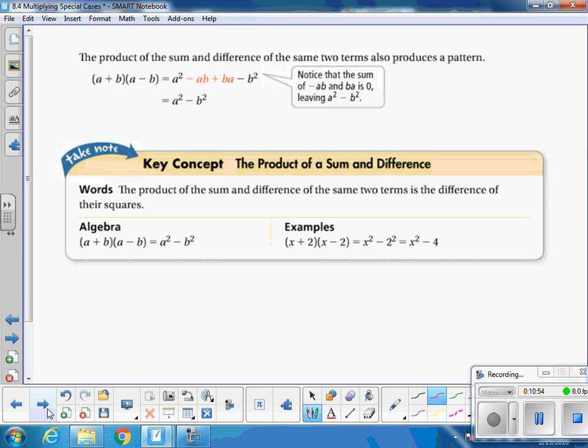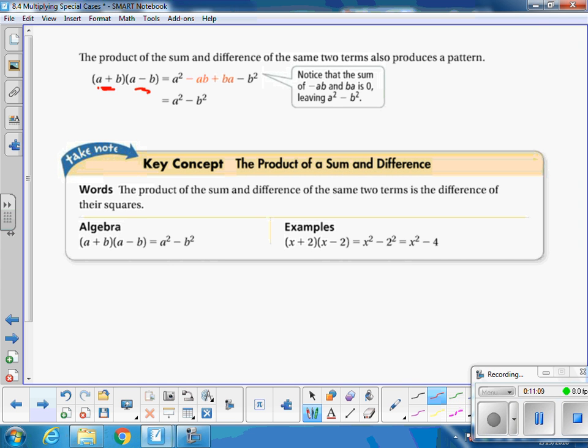The product and the sum and the difference of the same two terms also produces a pattern. So for all these, we're continuing to look for patterns. So let's look at this one. So we have a plus b times a minus b, and that shows up just like this.